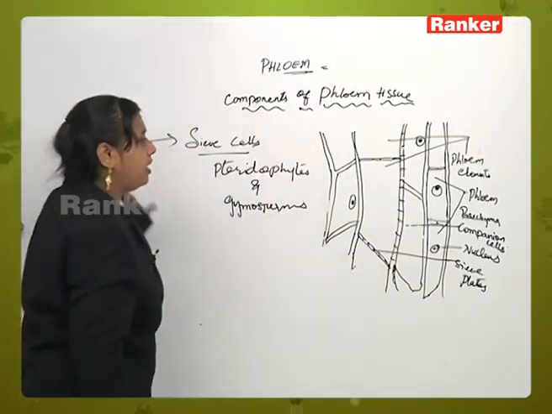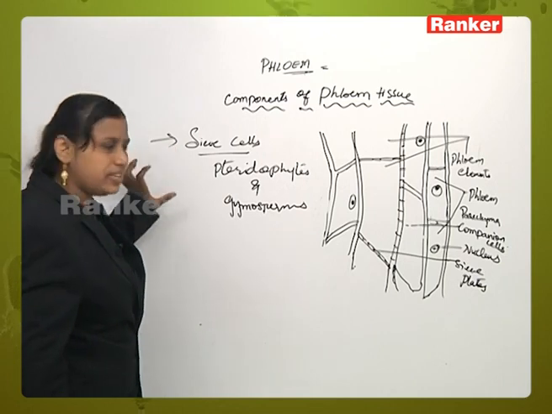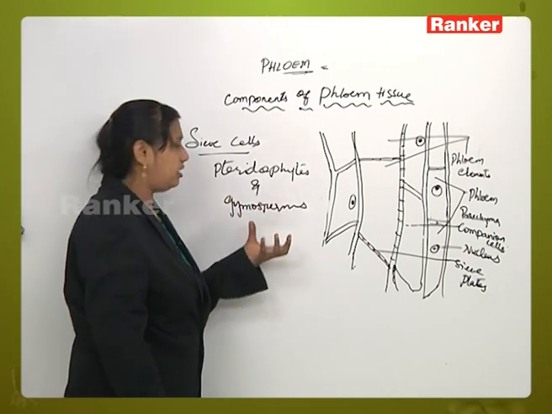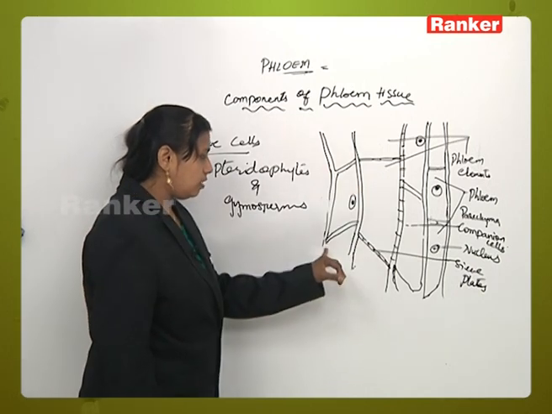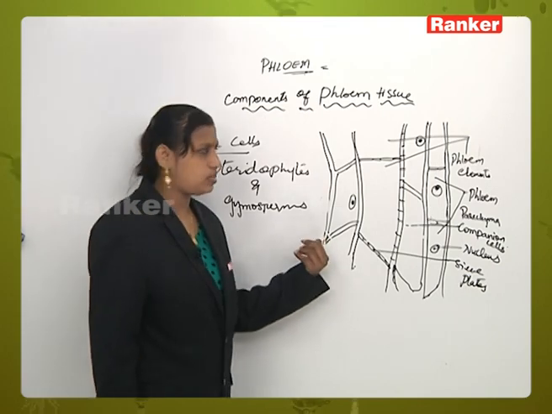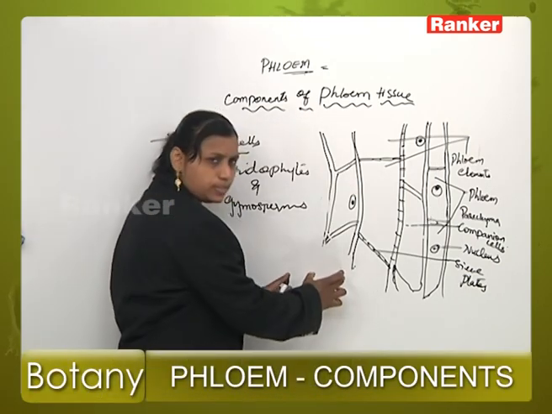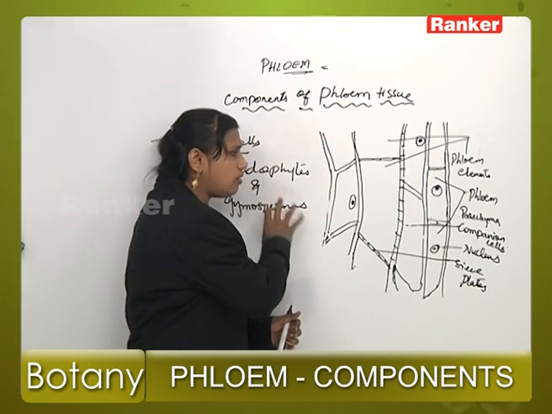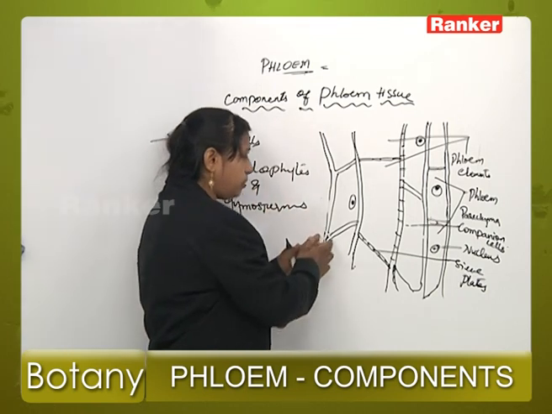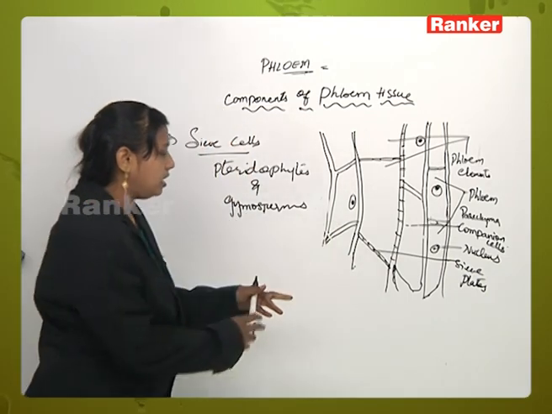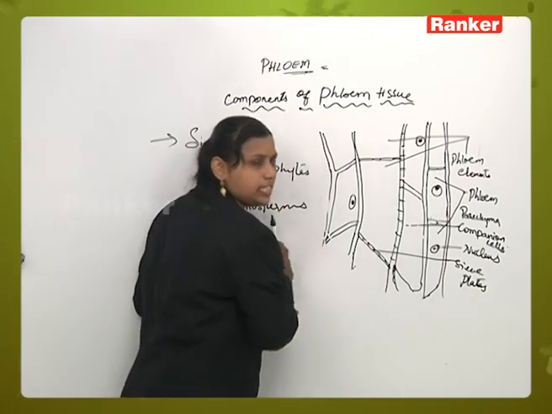Where are these sieve areas or sieve cells present? These sieve cells are present towards the ends of the lateral walls of the sieve cells. For example, in pteridophytes and gymnosperms, these types of sieve areas will be present towards the ends of the lateral walls. The sieve plates are seen; there is an occurrence of sieve plates in these sieve cells.